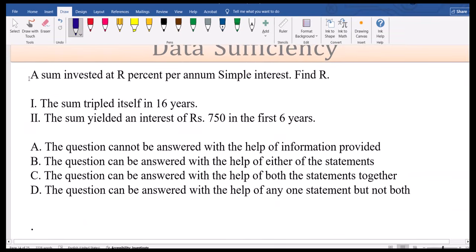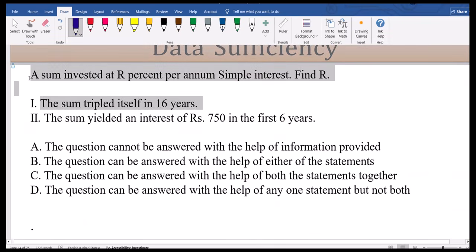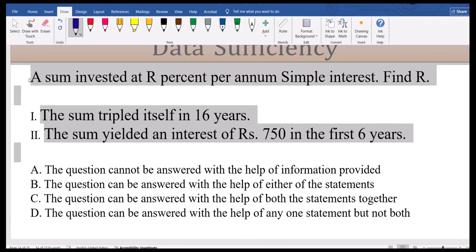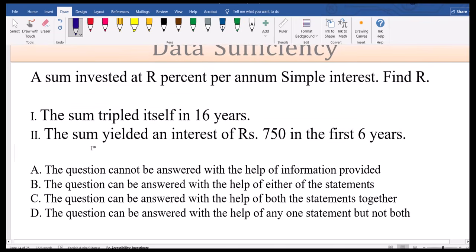Next one, simple interest. We're lucky that we are recalling all different concepts. Simple interest. This is why I chose this topic. Multiple concepts we can revise.